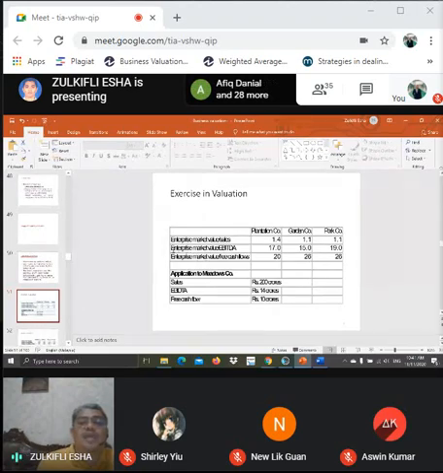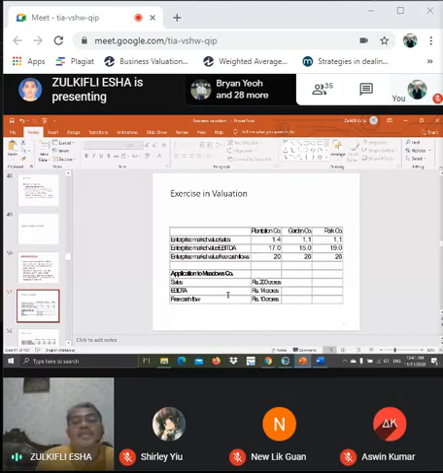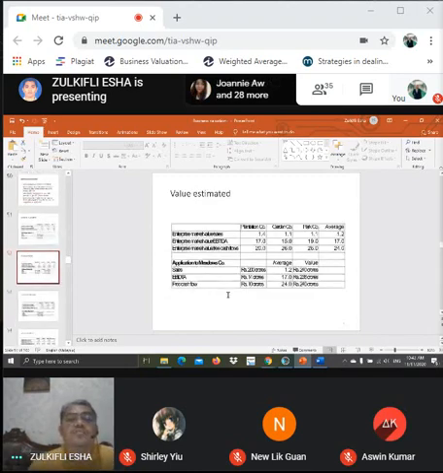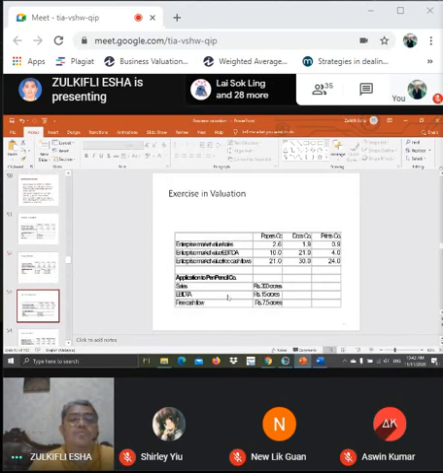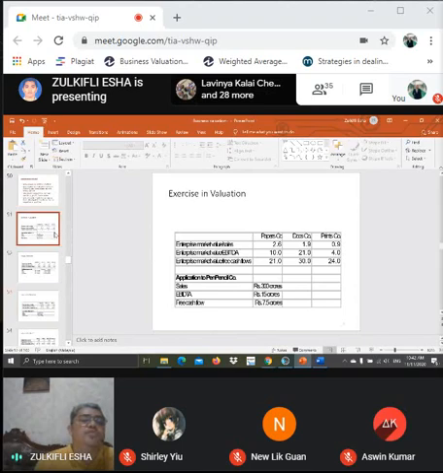That is where EBIT and EBITDA come into the picture. EBIT, as I explained last time, is earnings before interest and tax. EBITDA is earnings before interest, tax, depreciation, and amortization. You need to know the differences between EBIT and EBITDA, when to use EBIT and when to use EBITDA, as far as the market approach for business valuation is concerned. For the exercise, I think we better do it during our tutorial, and we will go through it.